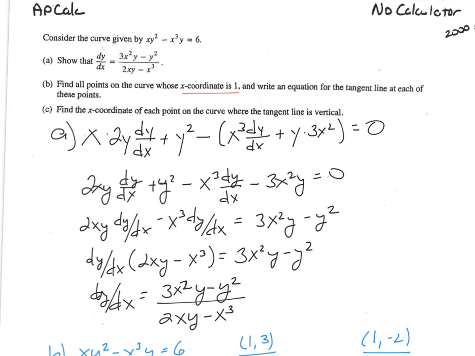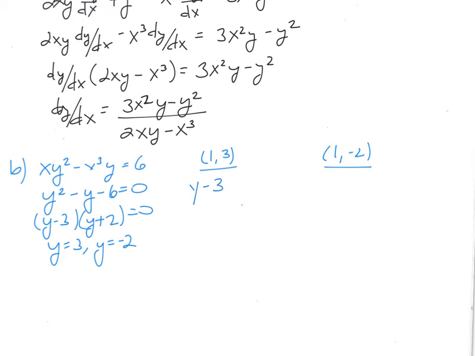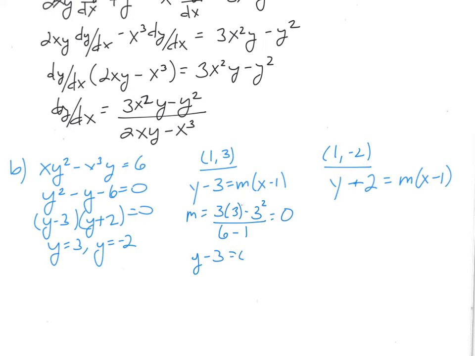So now the second part said that we have to write the equation of the tangent line at each of those points. So we've got y minus 3 equals the slope times x minus 1, or over here we've got y plus 2 is equal to the slope times x minus 1. Now we're going to find the slope using our derivative. So the first time x is 1, y is 3, and then for the second line we still use x is 1, but y is negative 2. So here the slope is equal to 3 times 1 squared times 3 minus 3 squared over 2 times 1 times 3 minus 1 cubed. So this is 0, which means we have y minus 3 equals 0 times x minus 1, or we can just say that that is y equals 3.